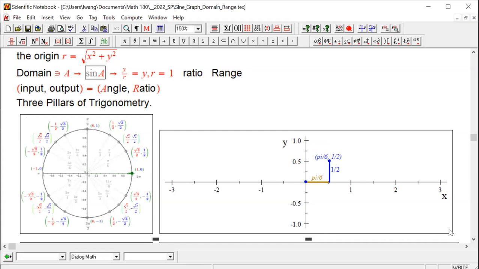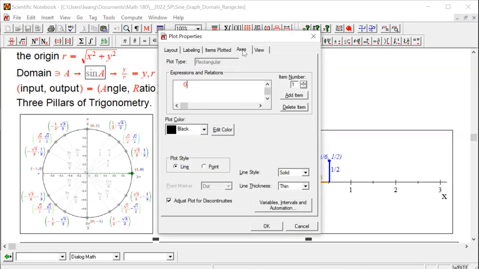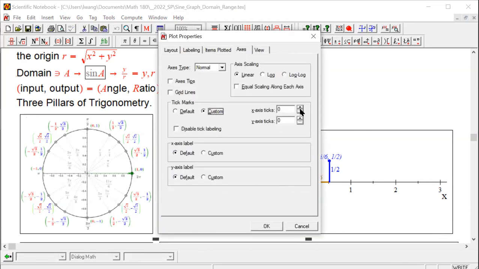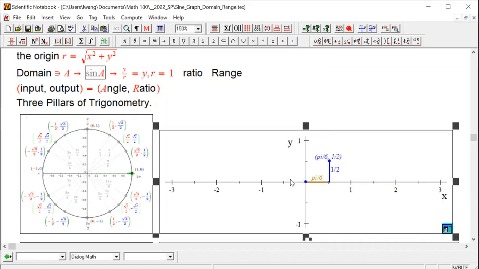All right, if we'd like it to be a little cleaner, let's see if I can make it just a little bit cleaner. Okay. All right, so that's 1, that's half, right? So we don't have those other accessories. So this is cleaner.